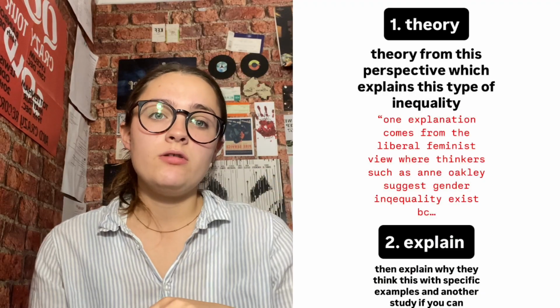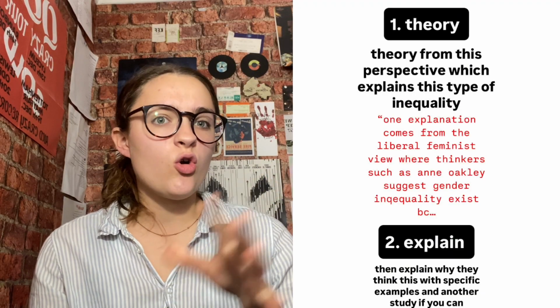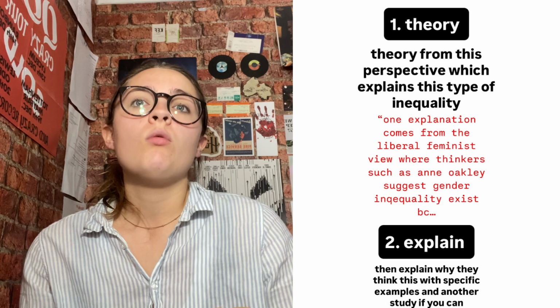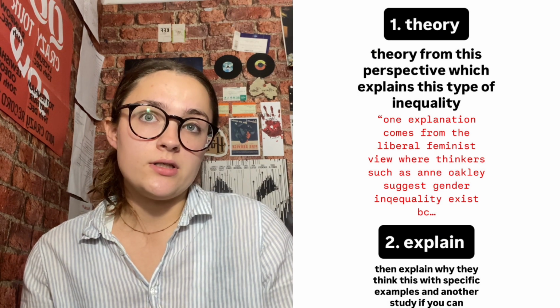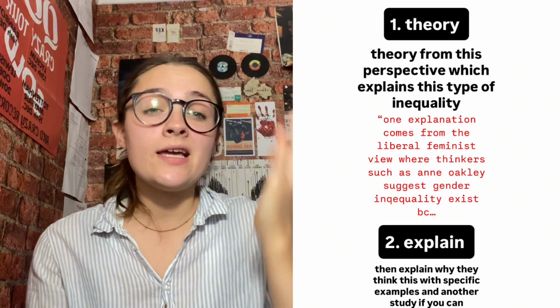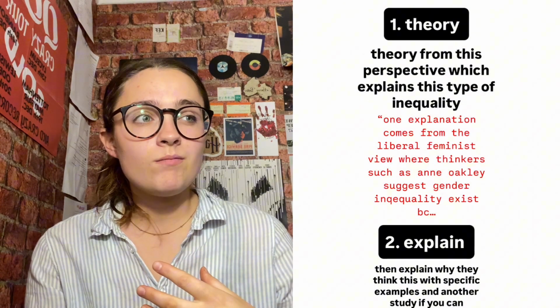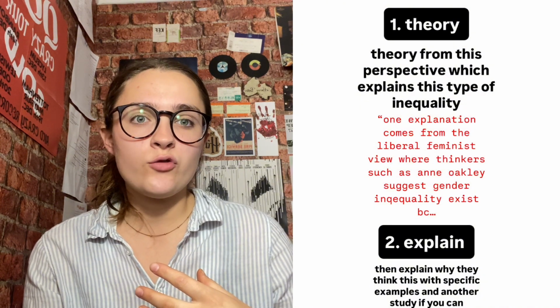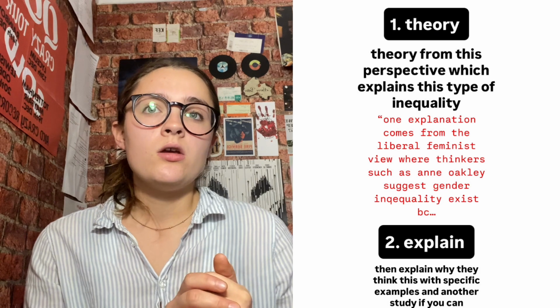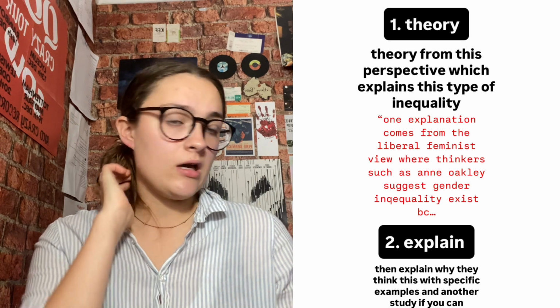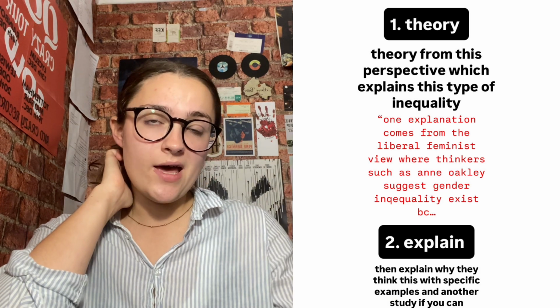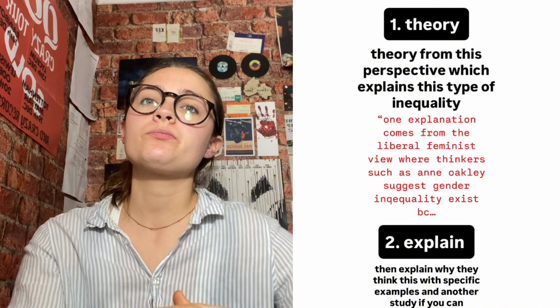Type 2 questions, paragraphs, look like this. Firstly, you need to pick a study or a person, a theory, which explains this type of inequality. So let's say it is the feminist question that I was talking about. This is a good one because I would do each paragraph from a different strand of feminism. So I would pick a study, a person. At the top of my head, I'm thinking Anne Oakley, okay?